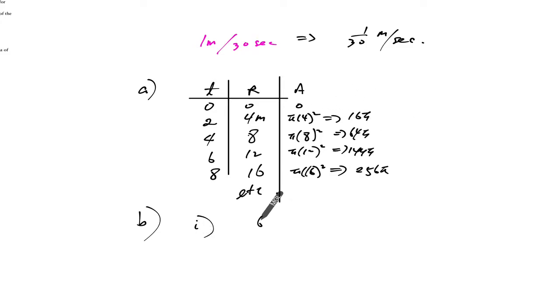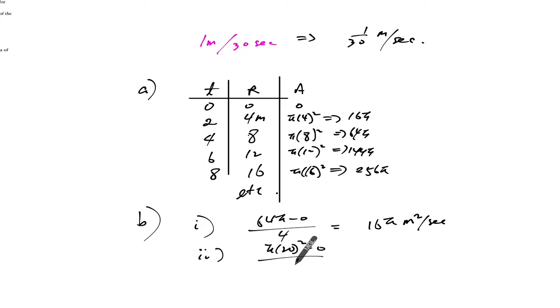The average rate of change from 0 to 4. Okay, 0 to 4 is 64 pi minus 0 over 4 minutes. So that's 16 pi, and that's meters squared per second. First 10 minutes, it's going to be pi, instead of 16, it's pi 20 squared minus 0 over 4. Not 4, first 20. First 10, right? This is the first 10. So it's going to be 400 divided by 10, which is 40 pi meters squared per second.